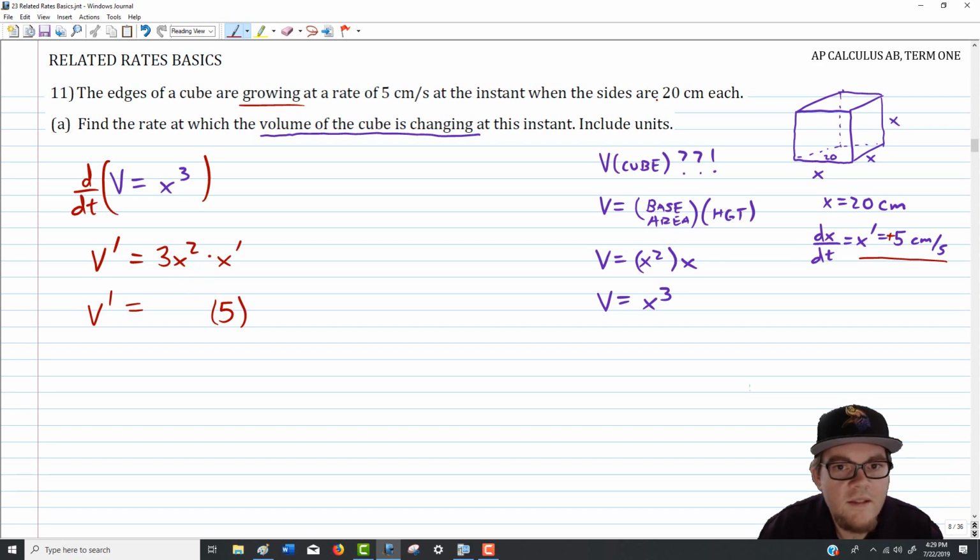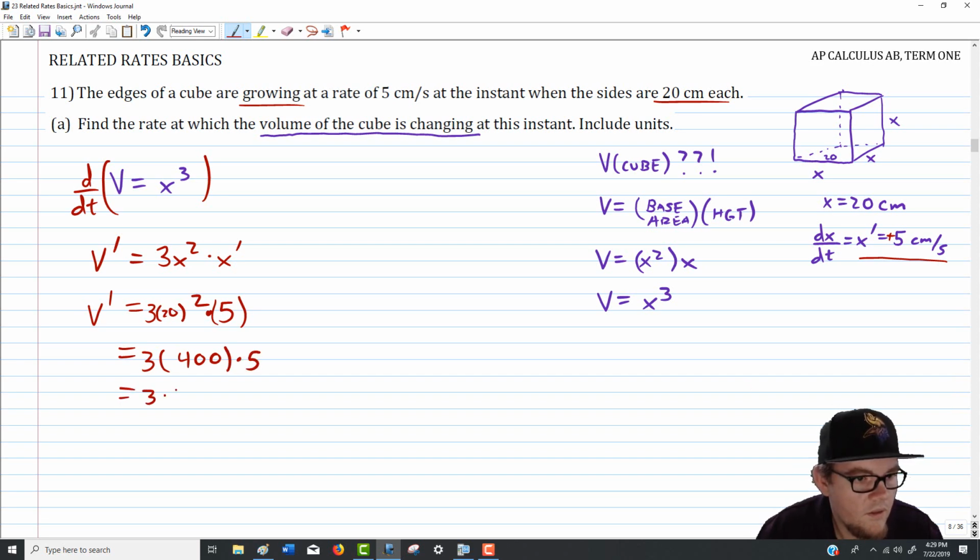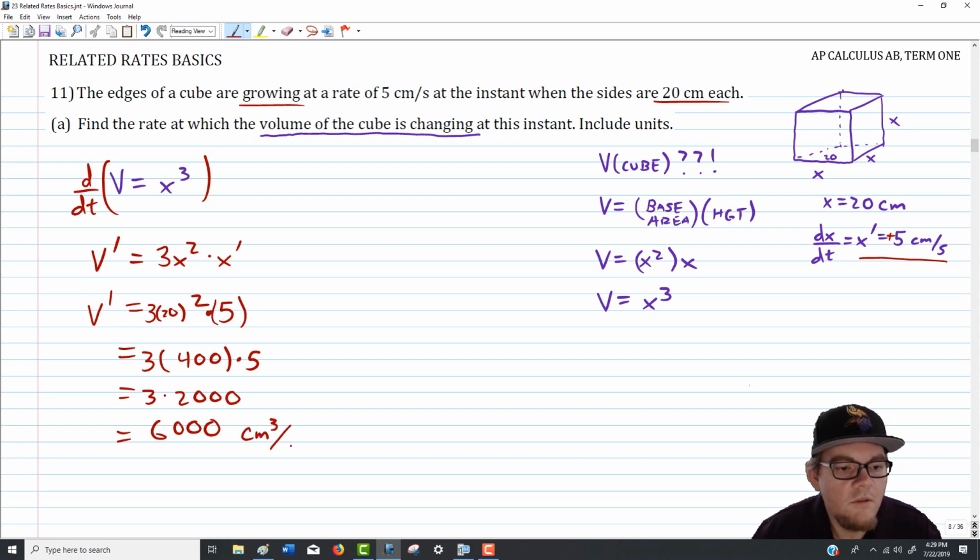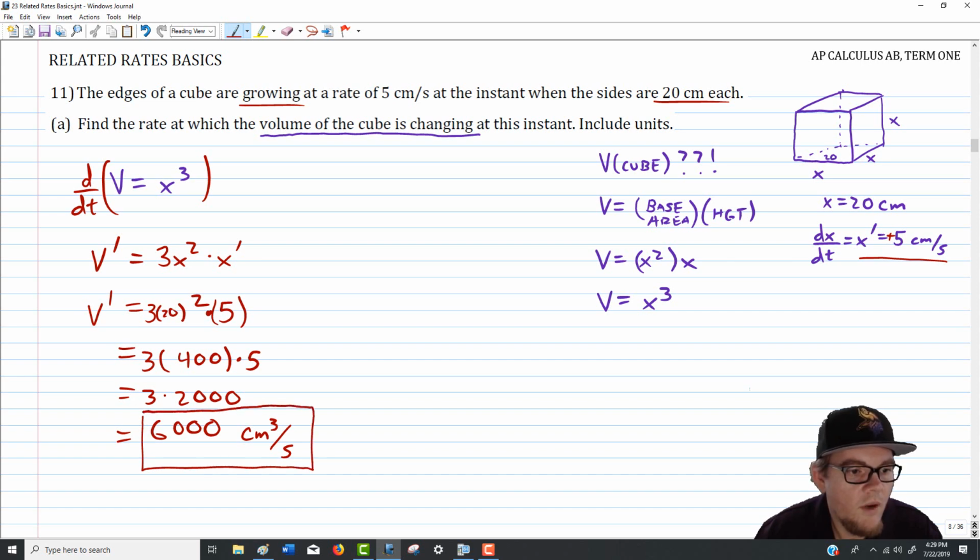We can also point out that the sides are 20 centimeters each. So this will be 3 times 20 squared times 5. As far as stuff here, we have 3 times 400 times 5. That's going to be, let's see, 3 times 2,000, I want to say. Yeah, which is 6,000. And then as far as units, we're looking for the units of volume, so centimeters cubed, and we're measuring time in seconds, so per second. So there is our volume rate of change.